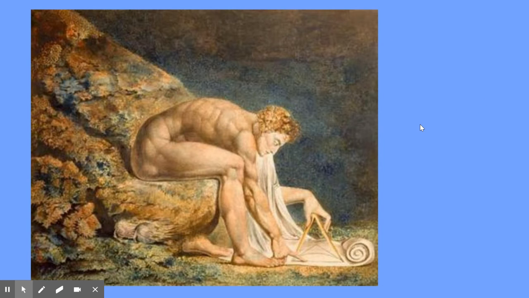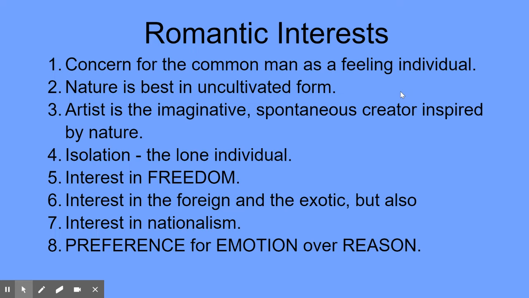So this is Blake. He's a famous romantic writer. He wrote the Lamb and the Tiger, the poems probably that you know, and he was also an artist. So what are the romantics interested in? They are interested in the common man, as a feeling individual. They love nature. It's all about nature, but it's nature in its uncultivated form. It's the opposite of your gardens at Versailles, which were so manicured and precisely cut and trimmed. The romantics would say, why do that? Nature is far more beautiful if you just let it grow.